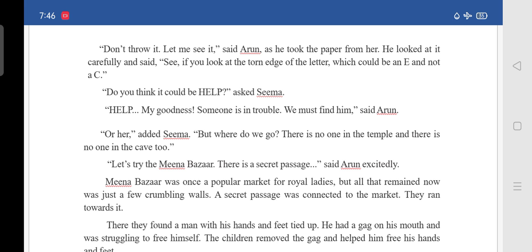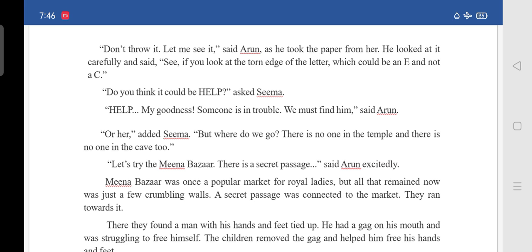There is a secret passage. Passage means a long narrow way through. So he's saying that there is a secret passage in Meena Bazaar, so we will search for the person in that place, said Arun excitedly. Excitedly means to feel happy or interested or eager. So Arun was saying eagerly that we will try in Meena Bazaar where there is a secret passage.